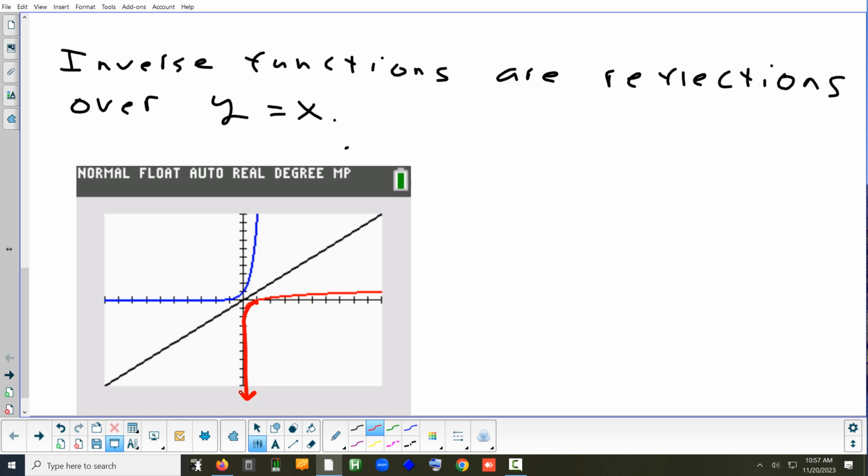Now, let's think about the exponential function. What kind of asymptote does the blue graph have? A vertical asymptote.